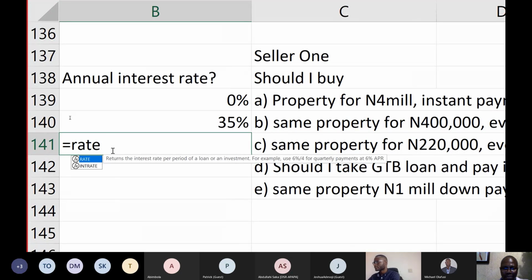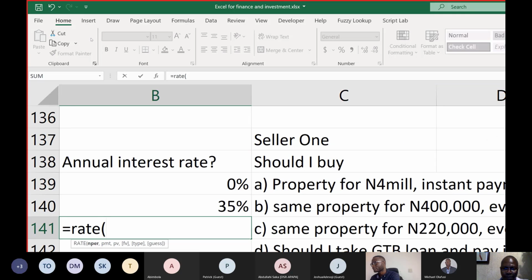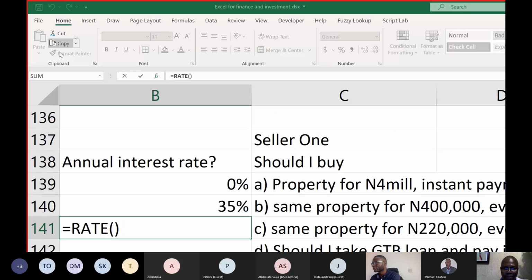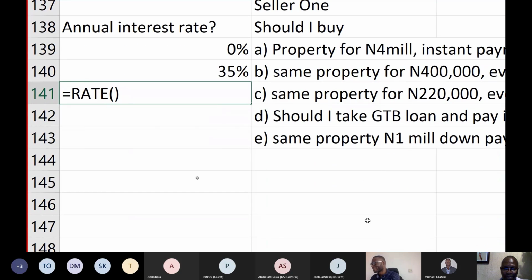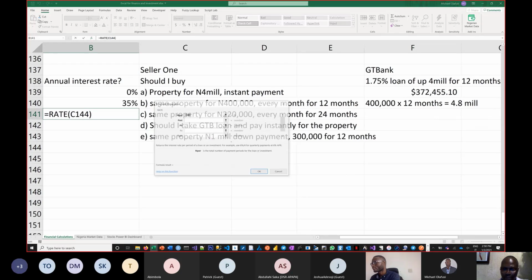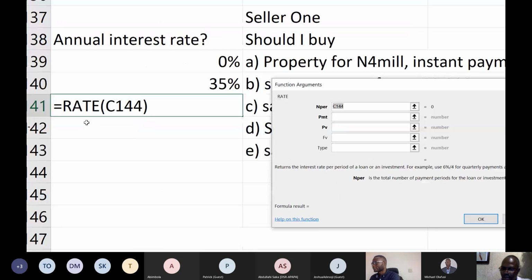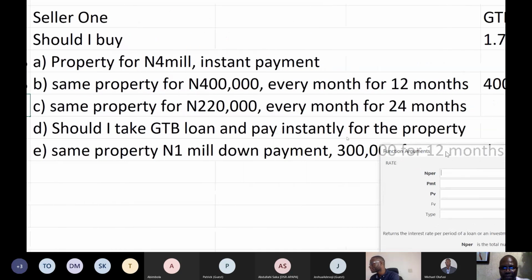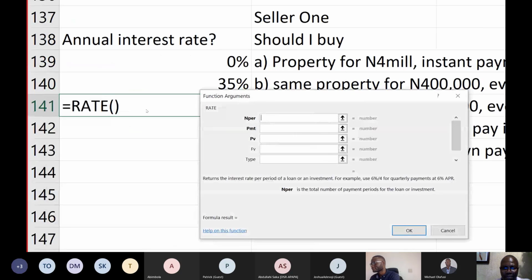Also, rate. So rate is asking for the number of periods. Let me just use that FX because it makes things a lot easier for you to follow. Where I've clicked on it, time is kind of up. Okay, so rate is asking me the number of periods. So this one too is 24 months. So the period is 24 months.